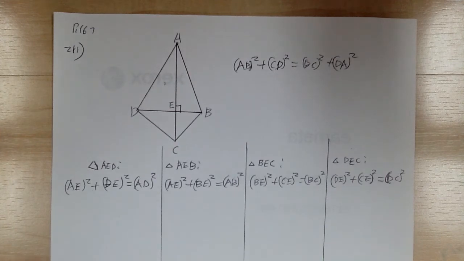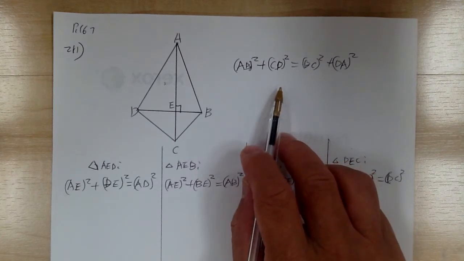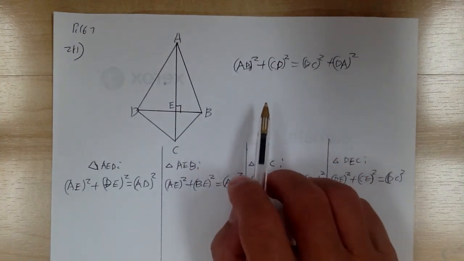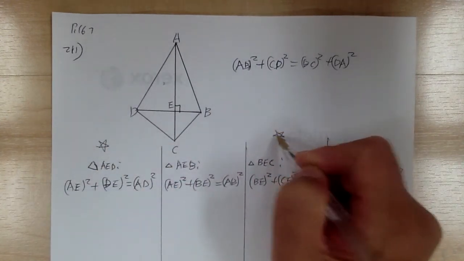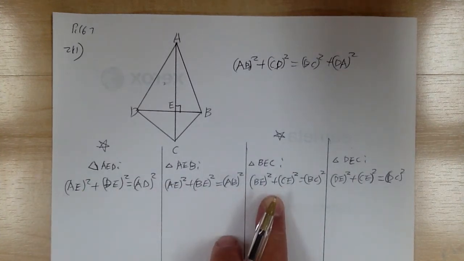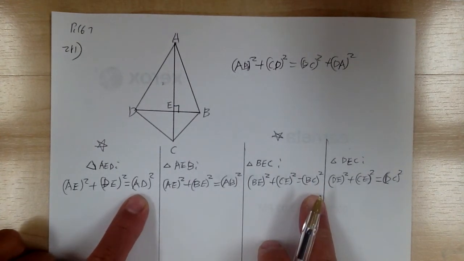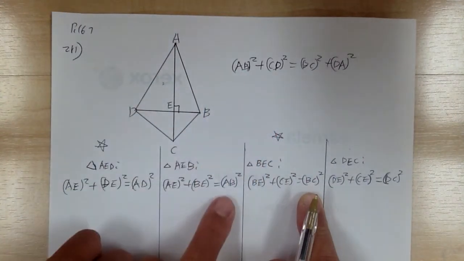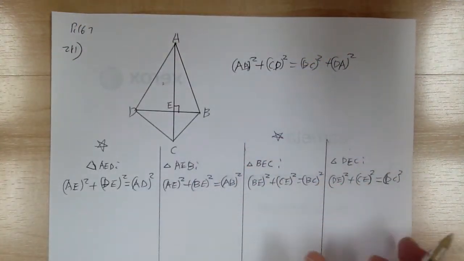So let's go and gather our terms. Let's add this and this together. So see this side over here. I'm going to get these two together, and AB and CD is these two. Okay, let's go and add these two together.